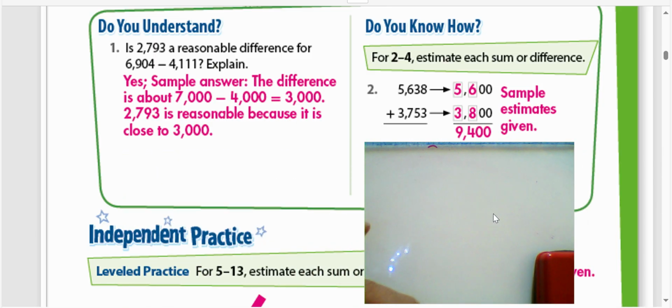Like this, we can approximate to the nearest 100. You can estimate to the nearest 100 or the nearest 1,000 as you like. In this example, approximating to the nearest 100, 3 can give 1 to 6, and the result will be 5,600. And here, 3,753 will be 3,800. We can add the two numbers together, that will be 9,400.